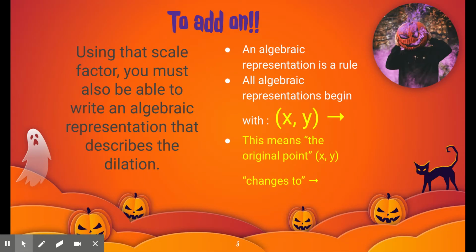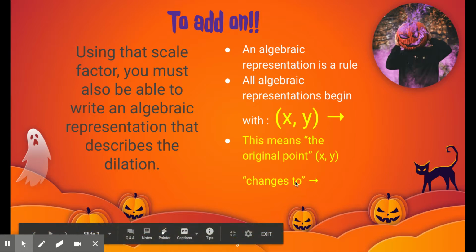So let's add on to that. Using that scale factor, you must be able to write an algebraic representation that describes the dilation. An algebraic representation is a rule. All algebraic representations will start like this: (x, y) and then it'll have the arrow. This means the original point. So it originally is (x, y), and then the arrow means it's going to change to something else.